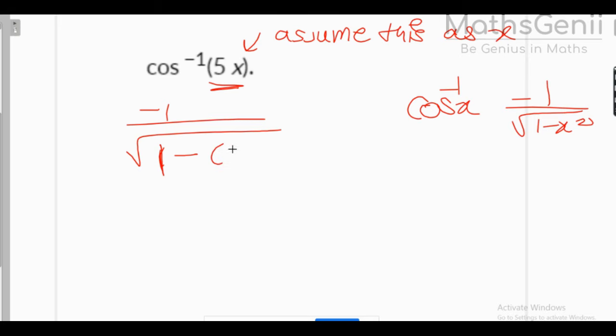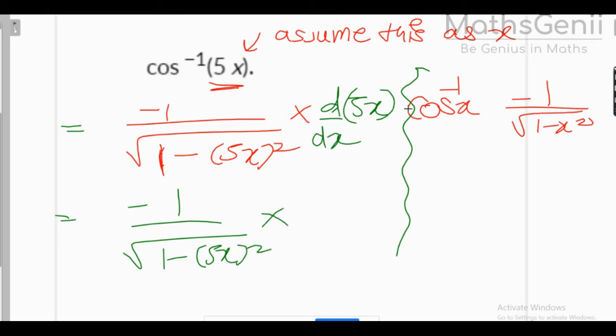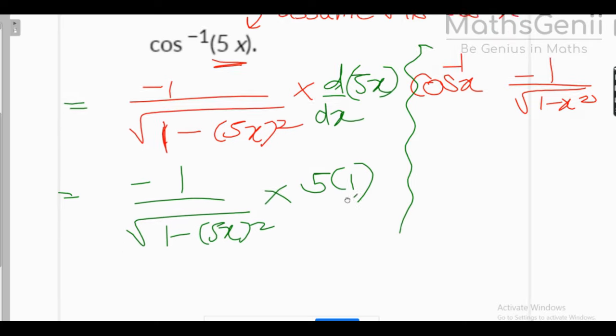So this is my x for now. But then as I have assumed, I'll have to replace. So multiply by the derivative of the function considered as x. Then you have minus 1 upon root of 1 minus 5x whole square into derivative of 5x. 5 is a constant term. Derivative of x is 1. So this is your final answer.